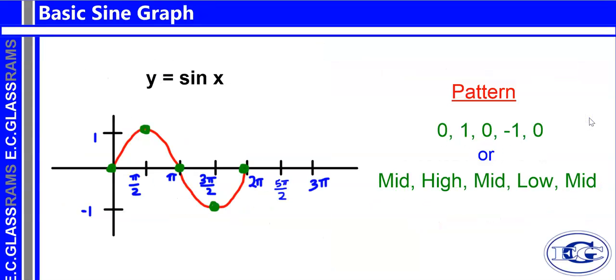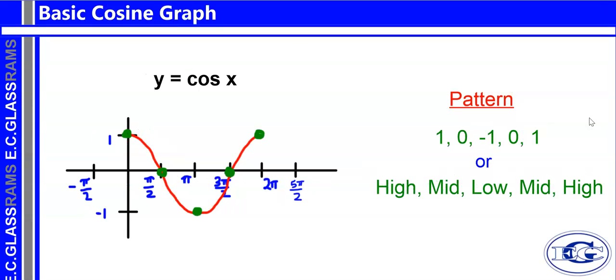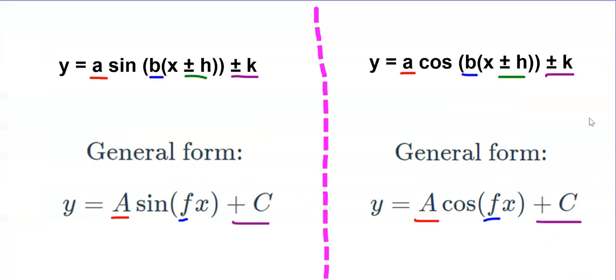Now you do need to make sure you understand the difference between how they look graphically. So again, here's a quick recap. The sine has that squiggly shape where you start mid, high, mid, low, mid, and then cosine is that U shape, which is high, mid, low, mid, high.